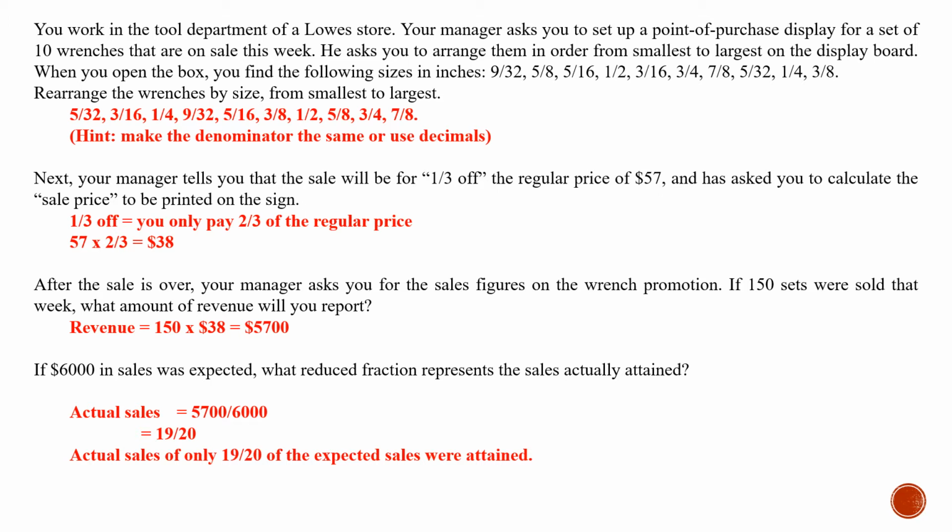If 6,000 in sales was expected, what was the reduced fraction? Reduced fraction means the fraction in the lowest form that represents the sales actually attained. Okay, what was actually attained? 5,700. What was expected? 6,000. So 57 over 60, plug it in your calculator, 19 over 20.